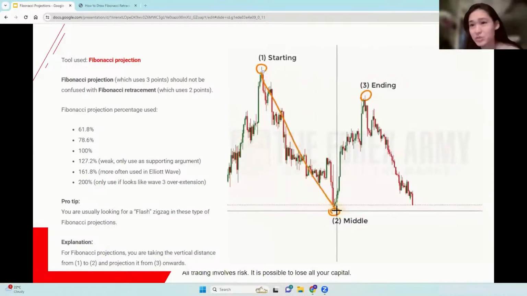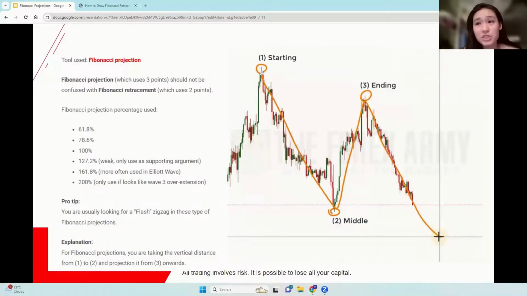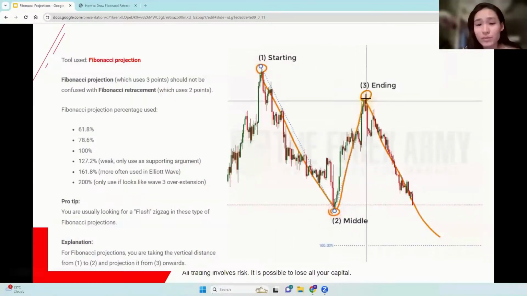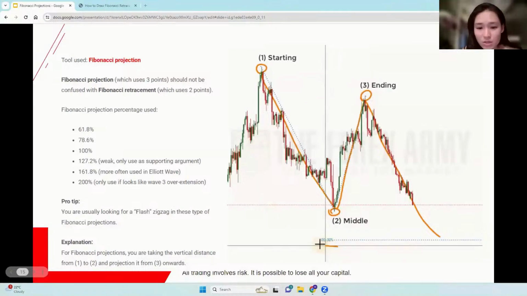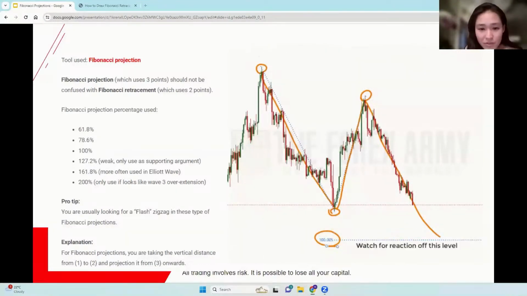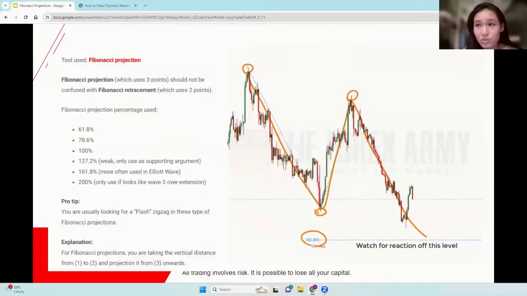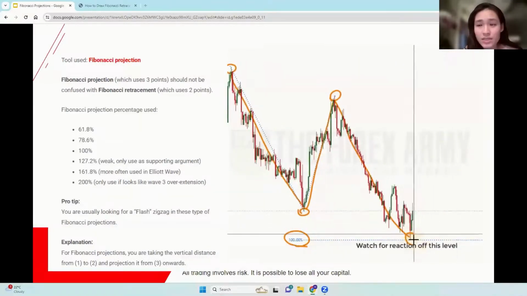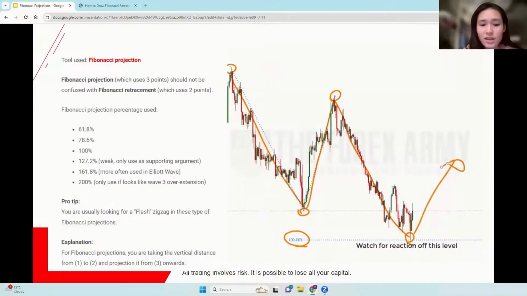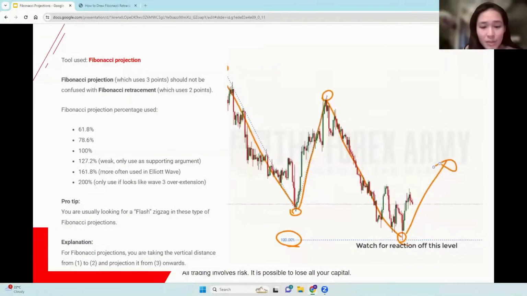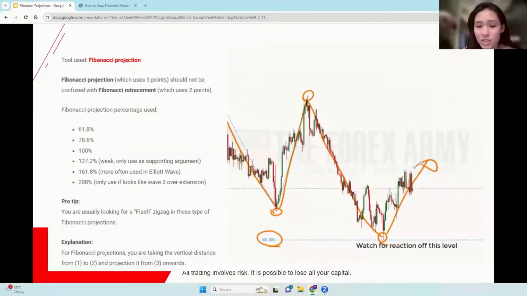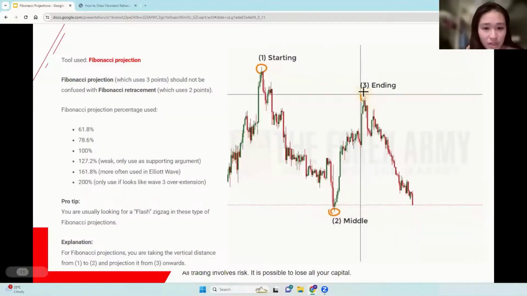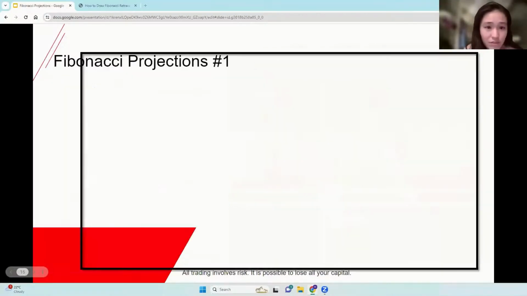Yes, so we're talking about Fibonacci projections. For Fibonacci projection, this uses 3 points. We have a starting point, a middle point, and an ending point. It's not to be confused with the Fibonacci retracement we talked about previously, which only uses 2 points. Here we use namely the 61.8, 78.6, and 100% levels. You want to look out for this flash or lightning bolt shape that you see in the GIF here. Let's look at a couple of examples.